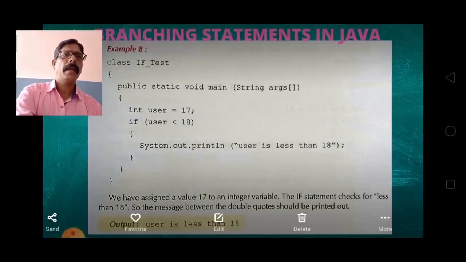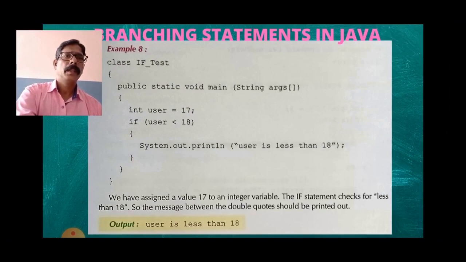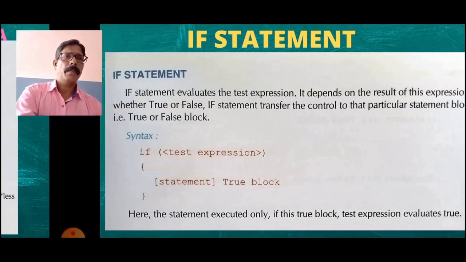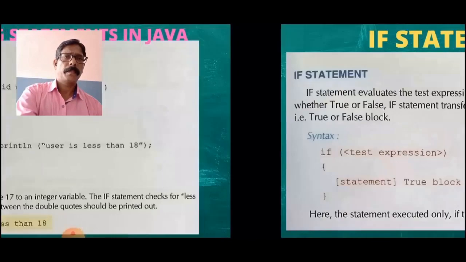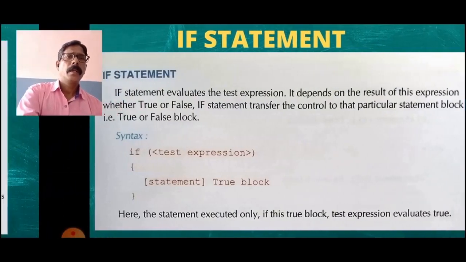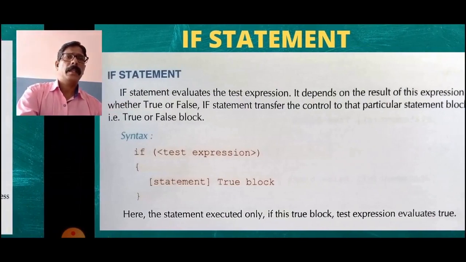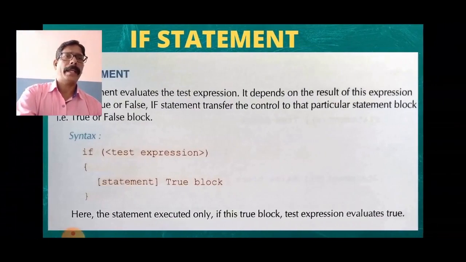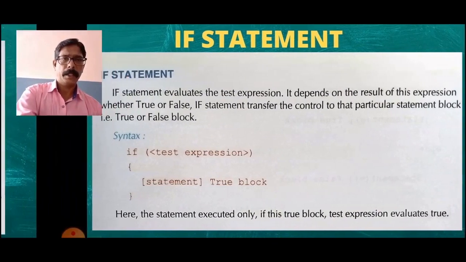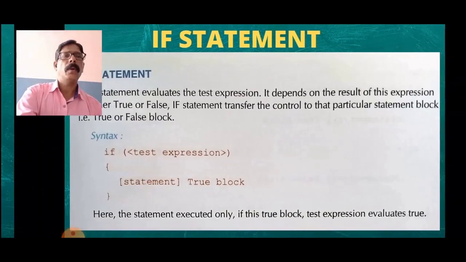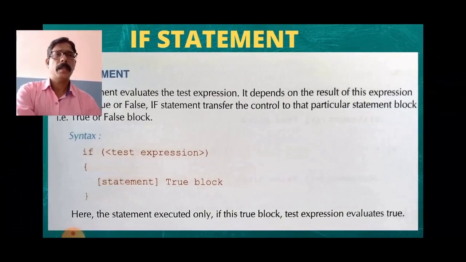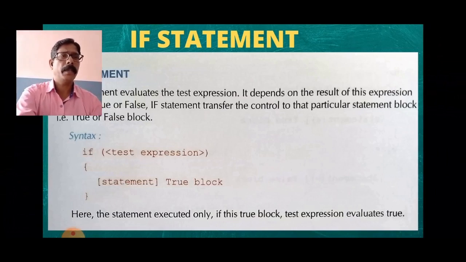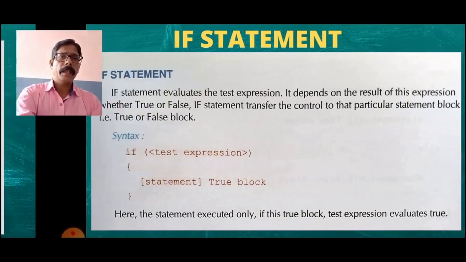Okay, one example is here. Branching statements in Java. First, the if statement. The if statement evaluates the test expression. It depends on the result of this expression, whether true or false.